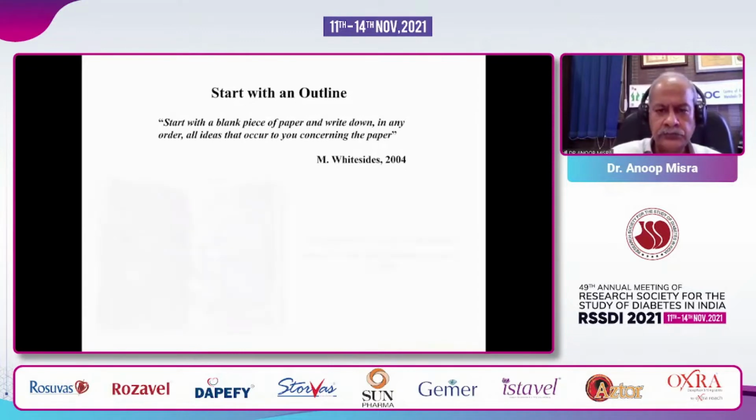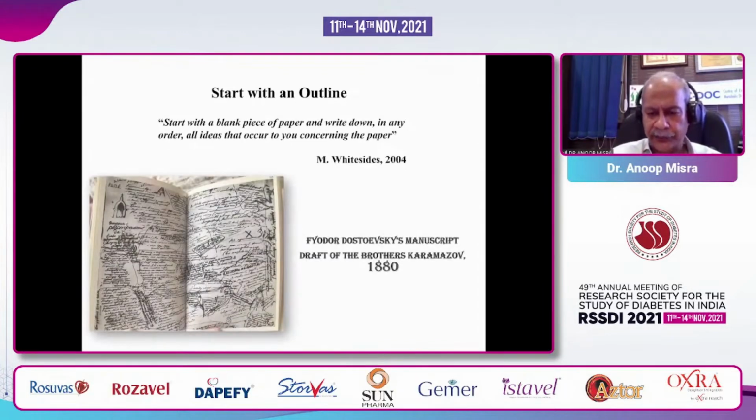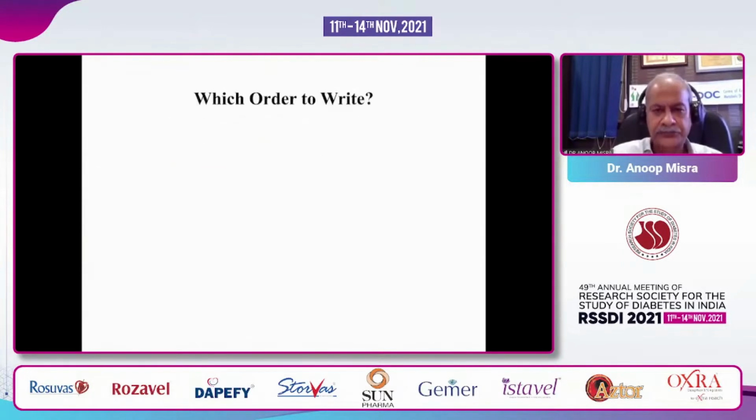Look at this. This is Fyodor Dostoevsky's manuscript draft of The Brothers Karamazov. Now, this is a world famous novel. Everybody knows that. And look at the way he has written. He has jotted down all thoughts everywhere. Probably nobody else except Dostoevsky can make head or tail out of this. But he wrote such a wonderful novel that is still today something of an epic.